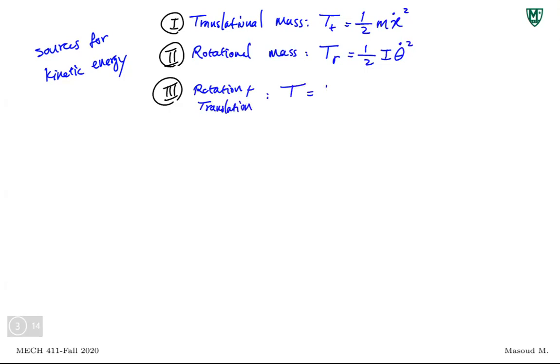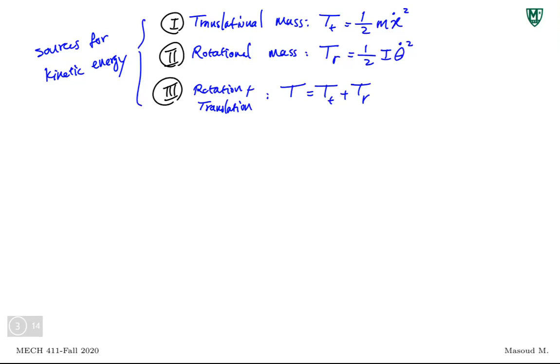T, kinetic energy, is basically T translation plus T rotation. Nothing really new, just sum them up. These are all the sources for kinetic energy you're going to deal with. When you're given a system, start looking for these. Do I have a mass that is translating?